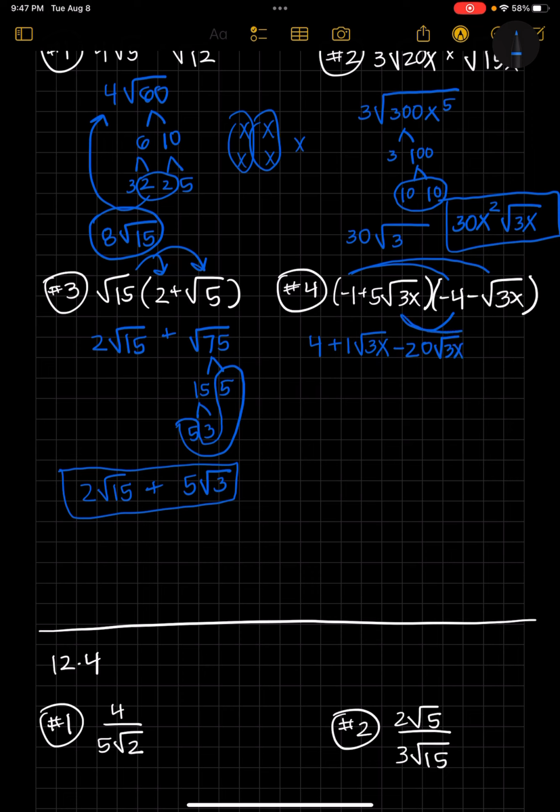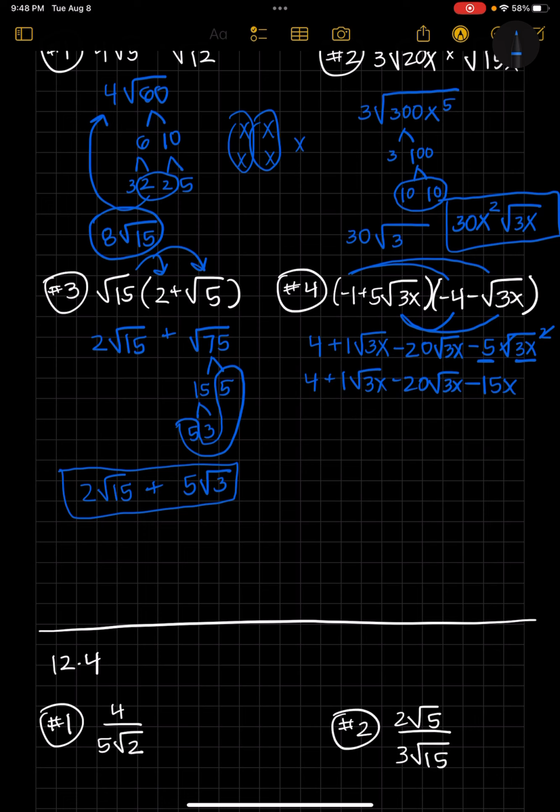And then 5 root 3x times negative root 3x would give me negative 5 root 3x squared, because it's just like another 3x, an extra 3x. Do you know a square root and a squared cancel each other out? And so really I have 4 plus 1 root 3x minus 20 root 3x minus 5 times 3x, which gives me negative 15x. Because I just multiply this negative 5 times the 3x, because the square root and the squared cancel each other out.